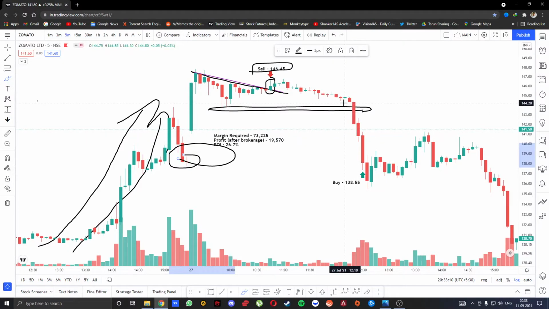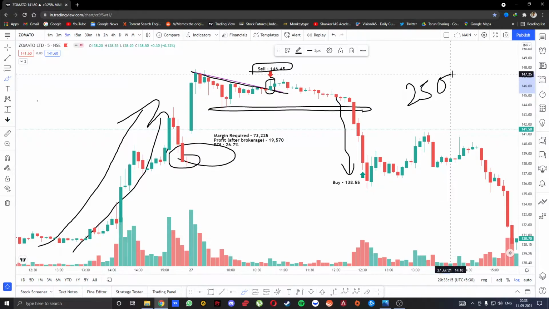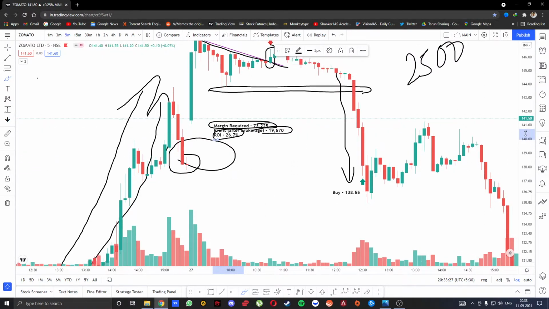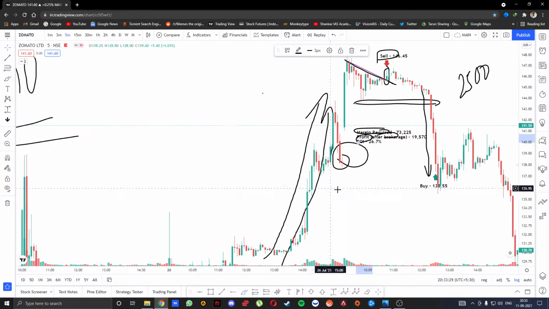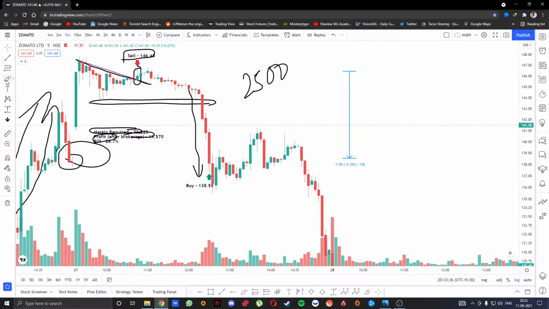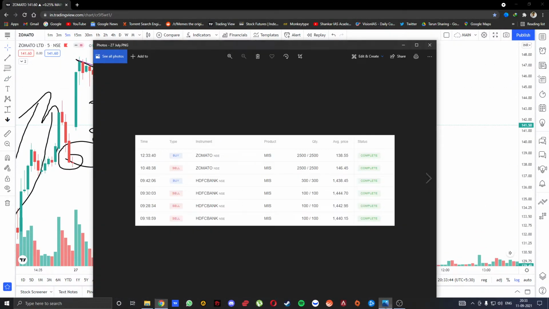So I let the position run and I covered it here, 2,500 shares, and the margin required was 73,000 and I made a huge profit of 19,570 rupees. The ROI was 26.7% and the stock moved 5.3%. So it was a big move which occurred very rapidly after 12 PM. So I got a very good trade on this share.